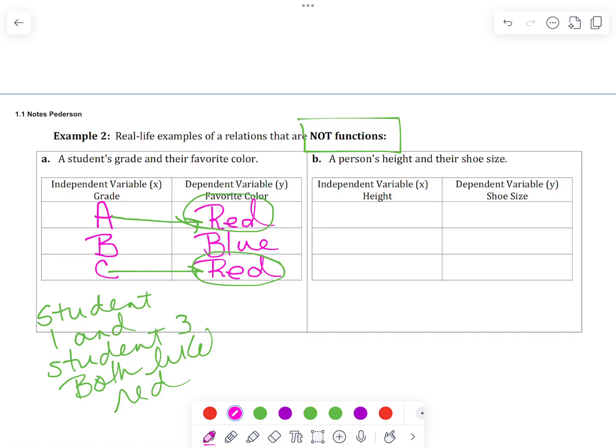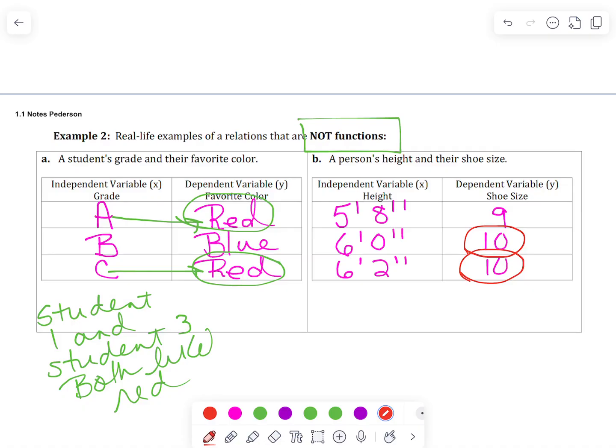All right. The next scenario, a person's height and their shoe size. So we have one student that might be 5'8" in our class, and then we have another student that's 6 feet tall. We have another student who might be 6 foot 2 inches, and then we measure their shoe size, a size 9, a size 10, and a 10. And then again, we look at these two shoe sizes, they are the same. Even though their heights are different, it's the shoe size, the dependent variable. When the dependent variable is the same, that's what causes the issue.